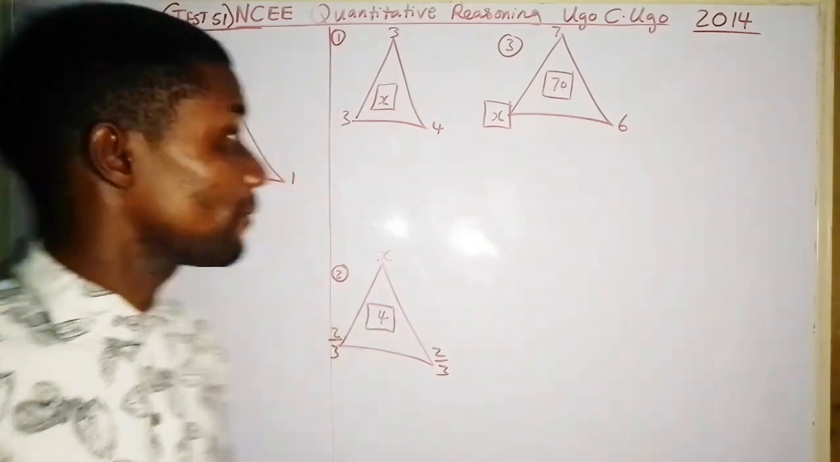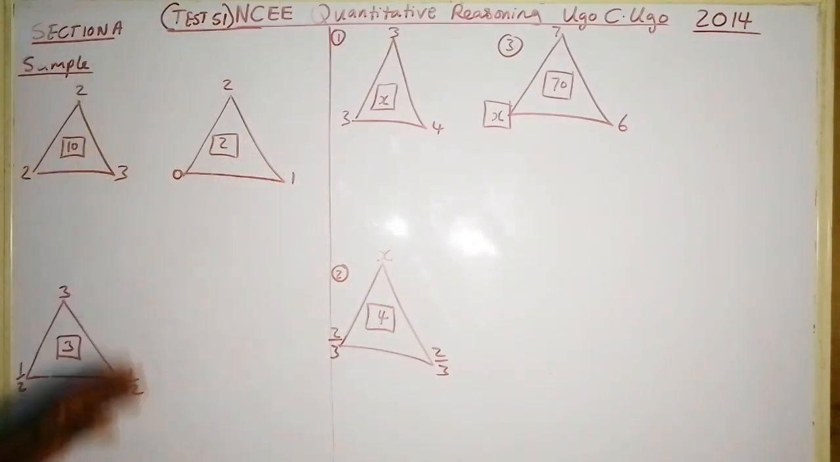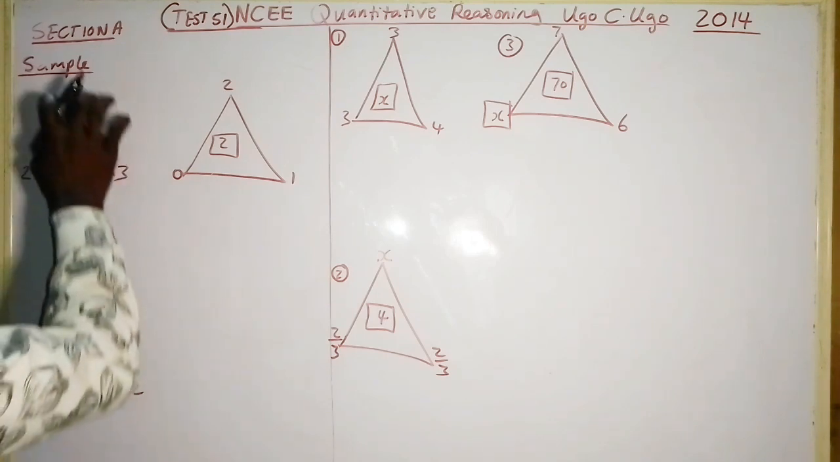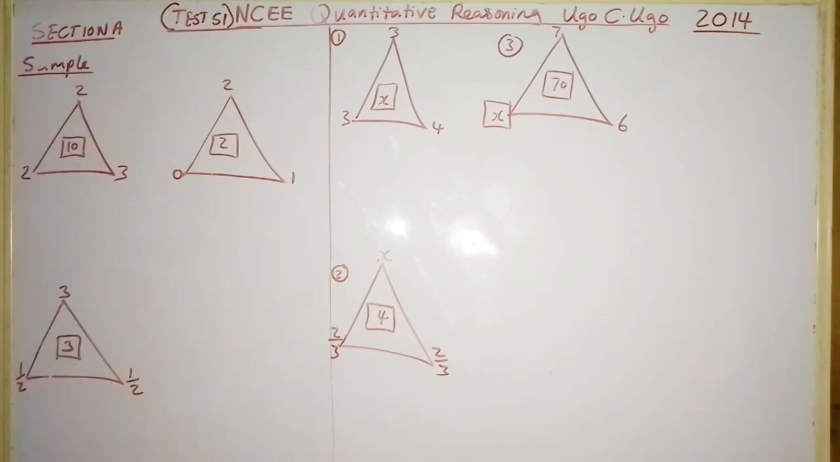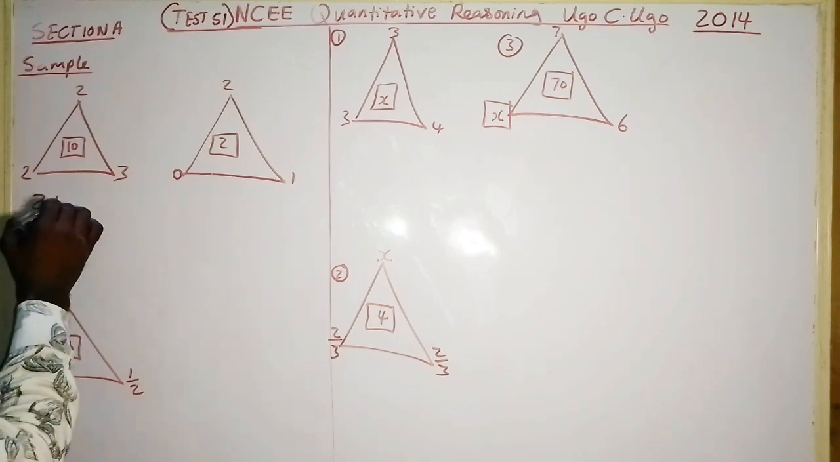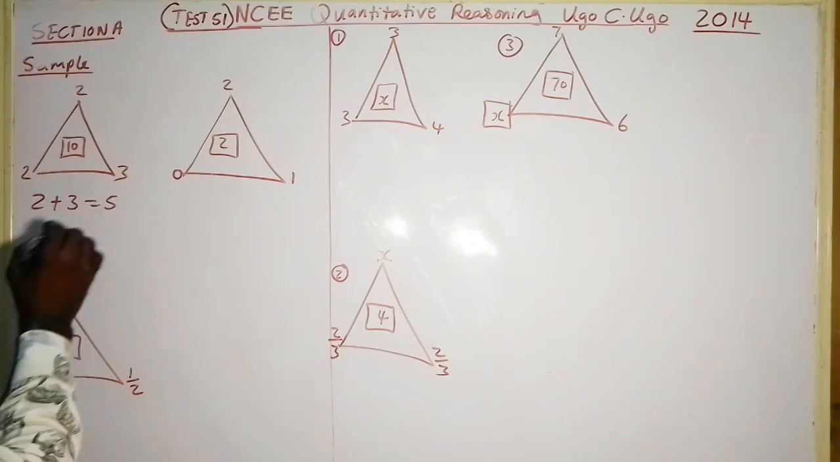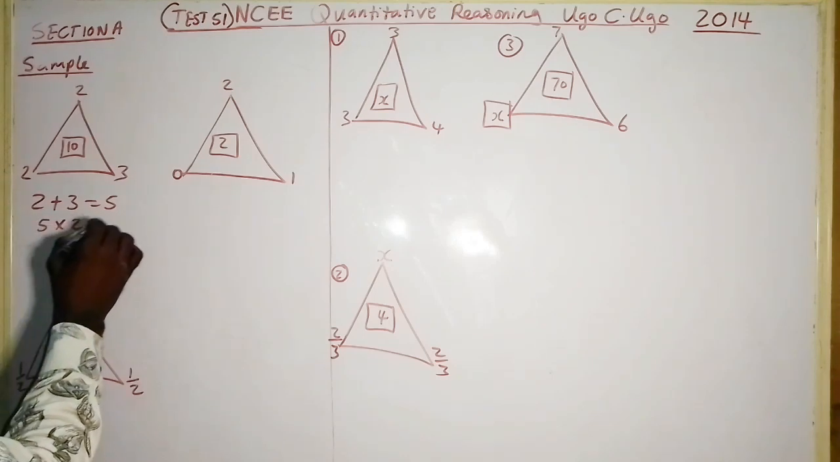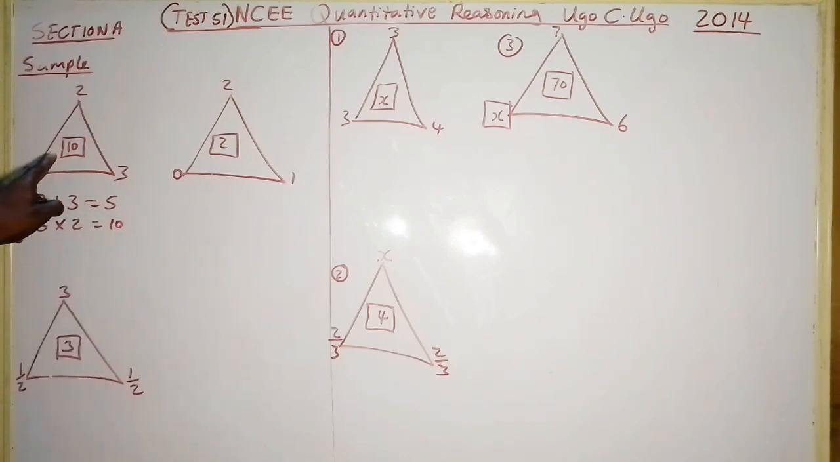So let's get started. Now, this is the sample given to us for the section A. The sample says 2, 3, 2, 10. How are we going to go about this? You say 2 plus 3, that will give you 5. And 5 times 2, that's going to give you what? 10. That's going to give you 10 here.